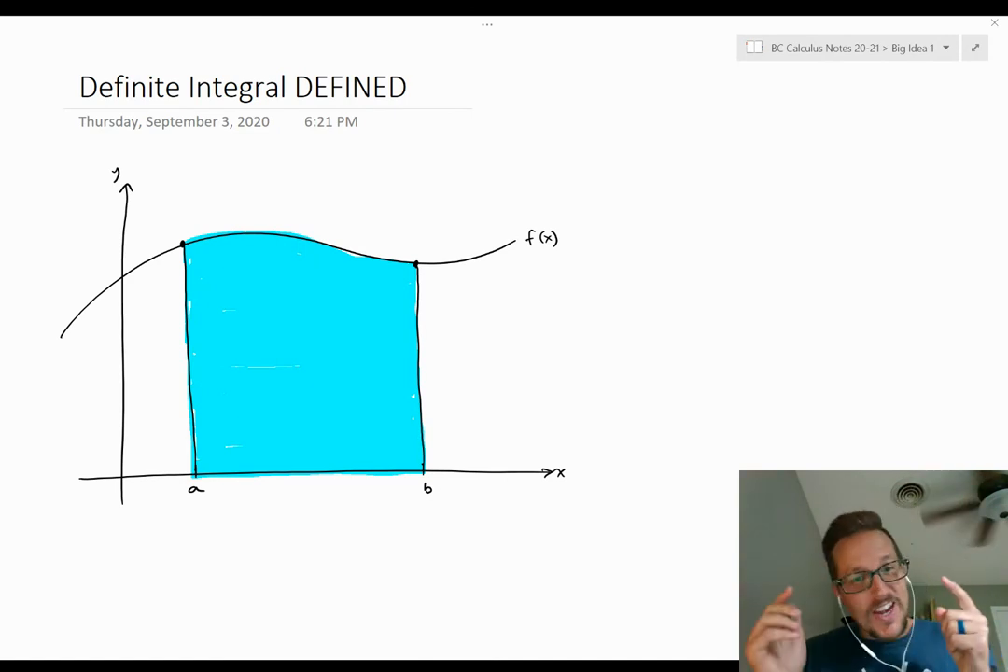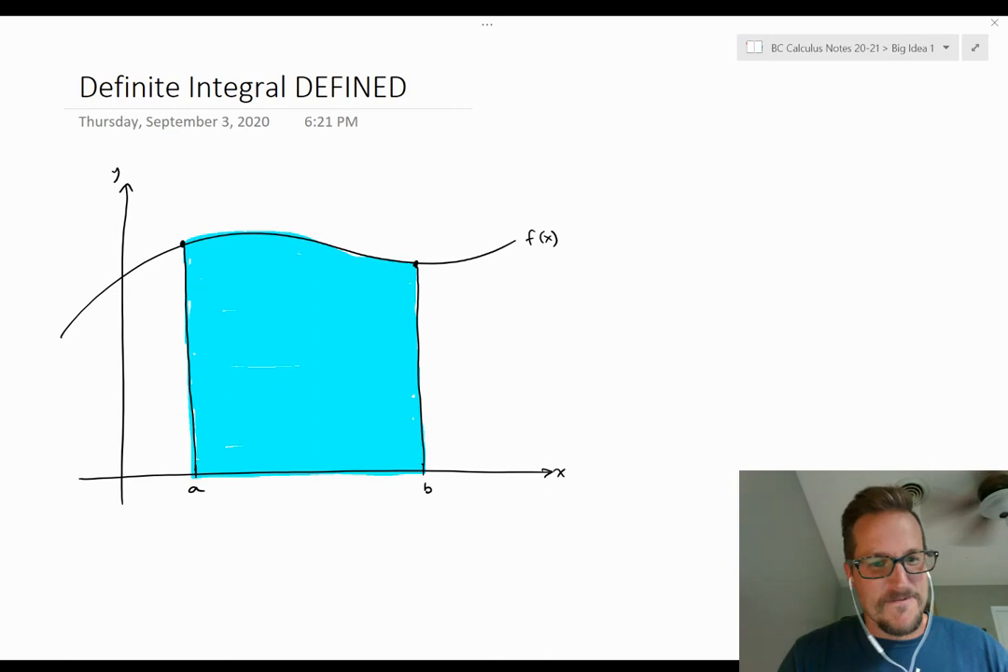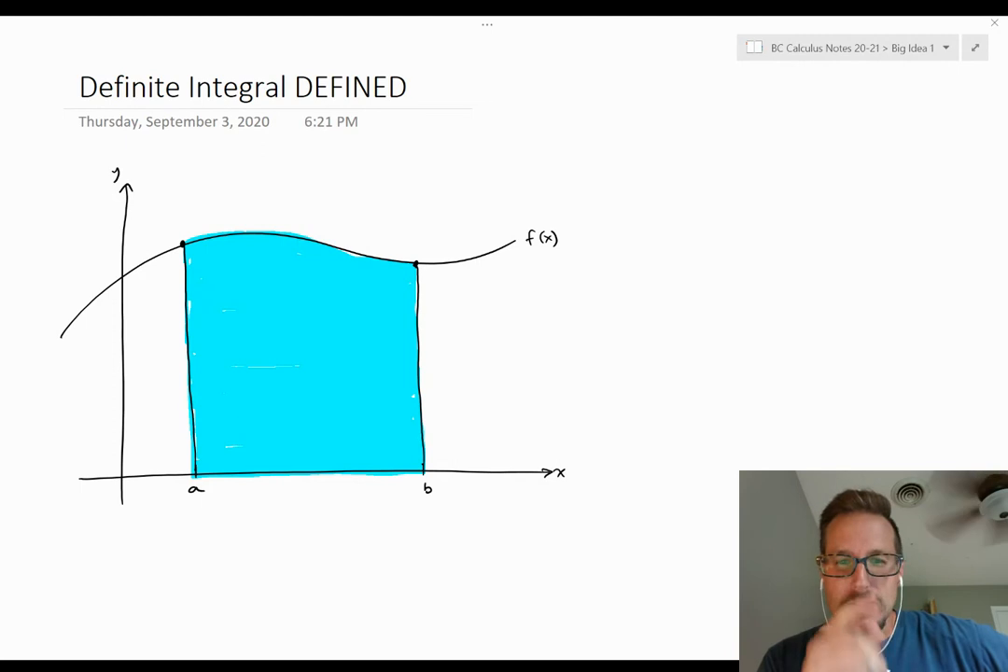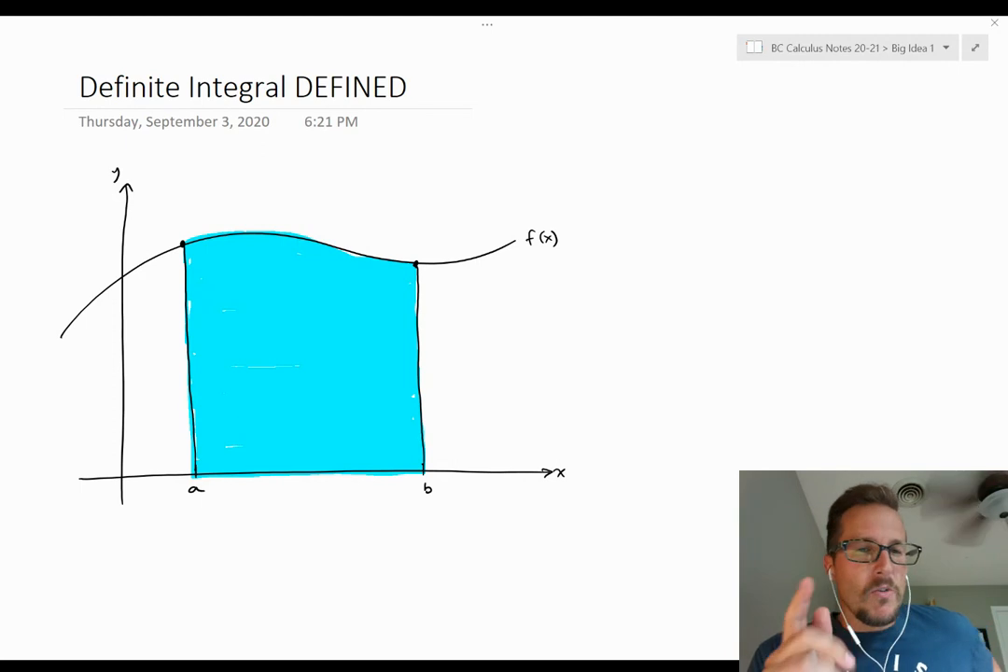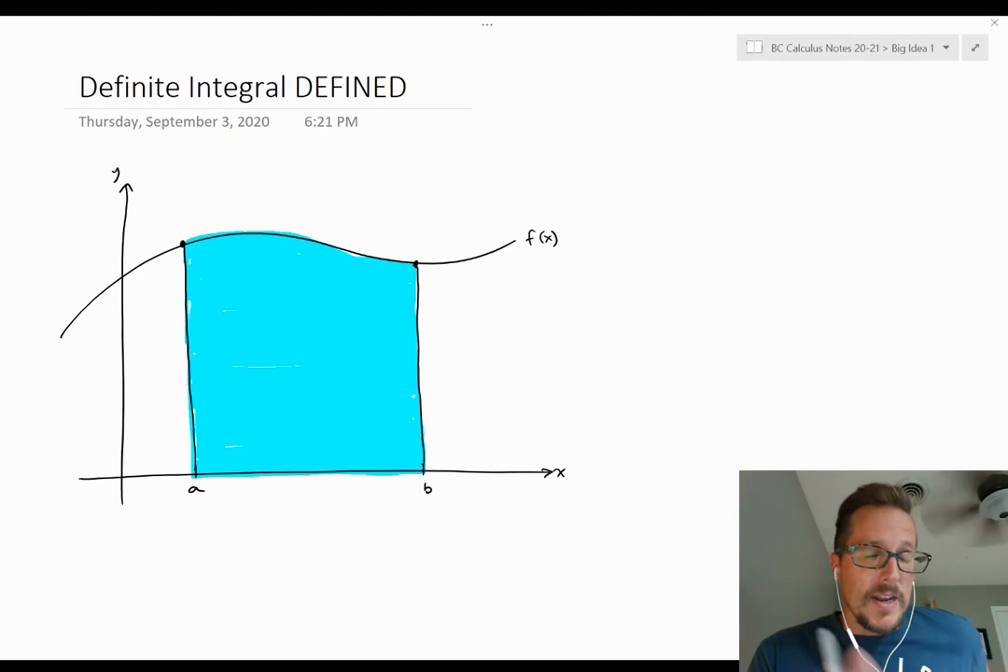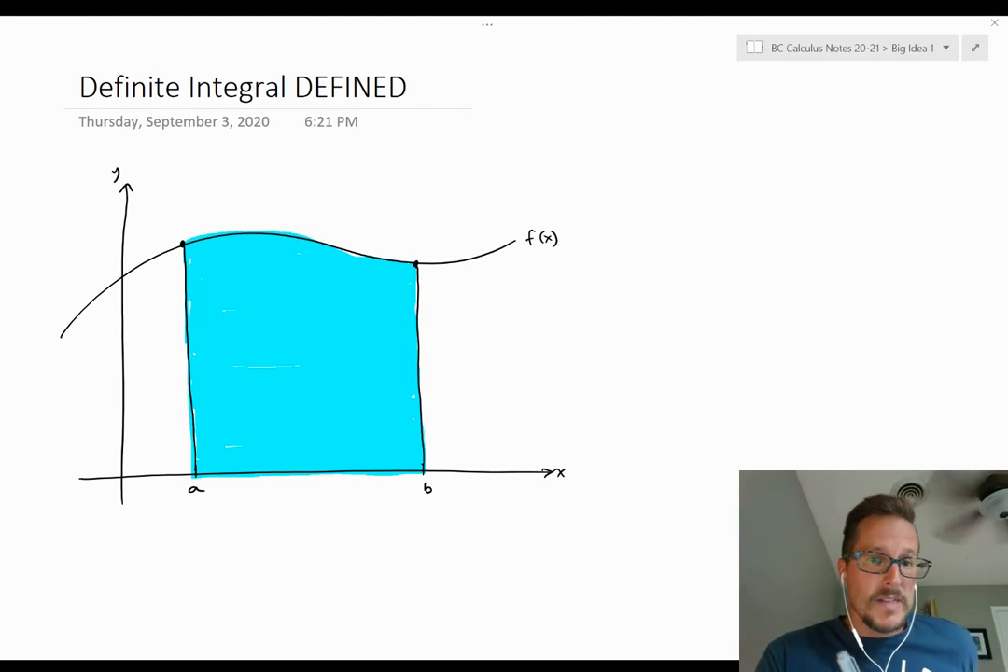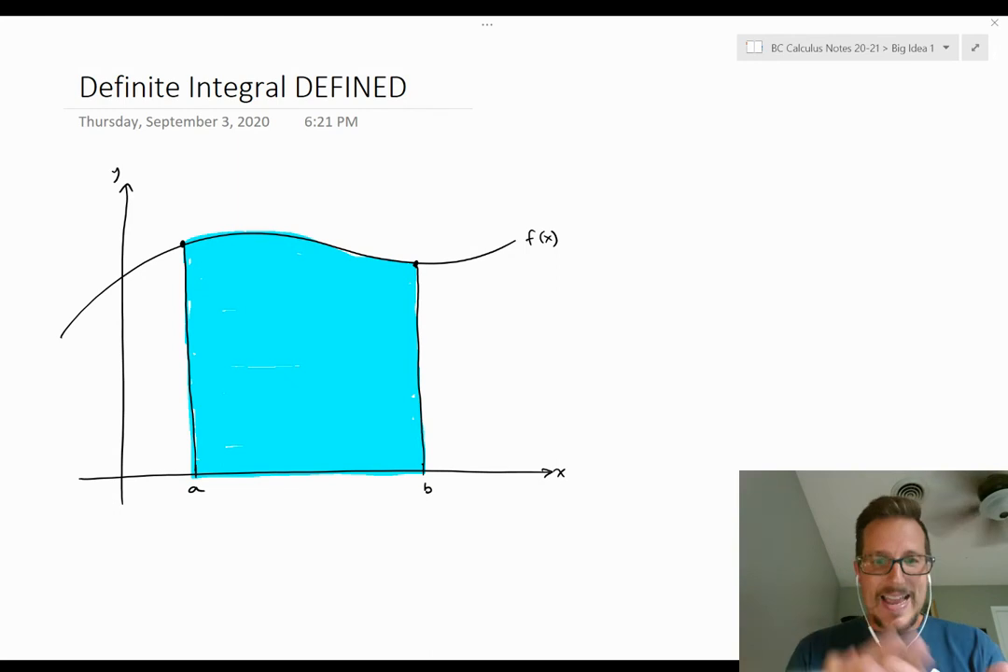Hey, check it out. Here is a function f from a to b, the blue area, right? The definite integral would be able to find that, but here's the problem. We only know how to approximate that area, right? We can use a Riemann sum, but how do we get the exact area? I'm sick of approximating. I want the exact area.